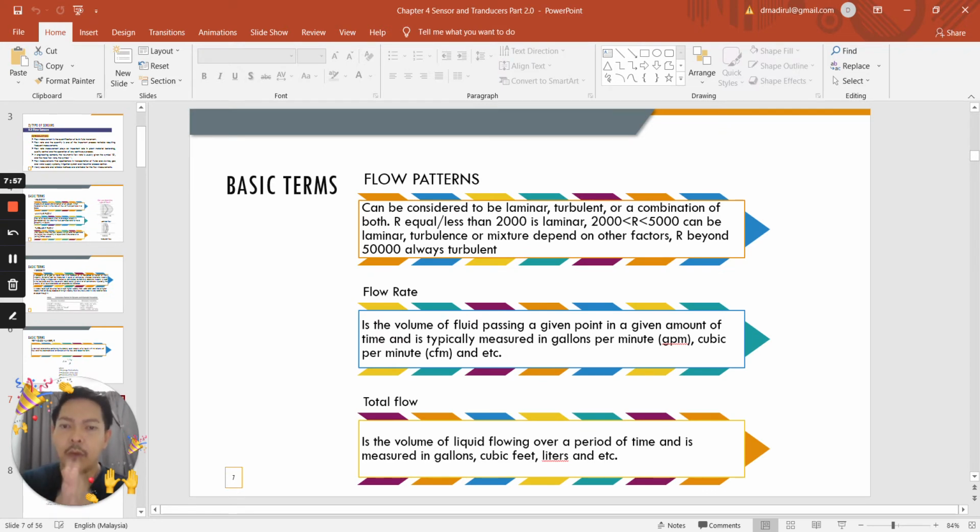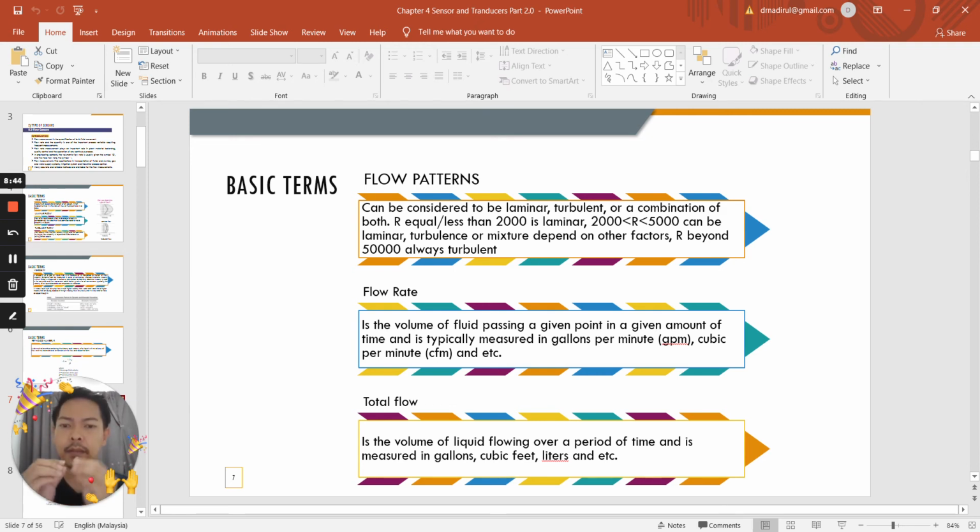Flow pattern can be considered to be laminar, turbulent, or a combination of both. So you need to remember the pattern of the flow. It can be laminar, where the particles move smoothly in layers, or it can be turbulent, or a combination of both. A Reynolds number of 2000 or less is laminar, whereas between 2000 and 5000, the flow can be laminar, turbulent, or a mixture depending on other factors. If the Reynolds number is beyond 5000, it will always be considered a turbulent flow pattern.